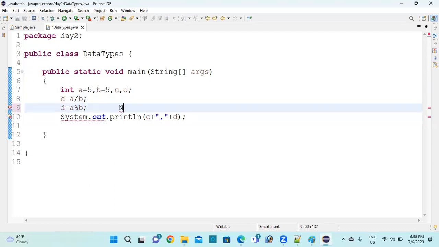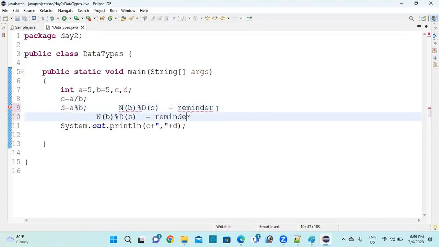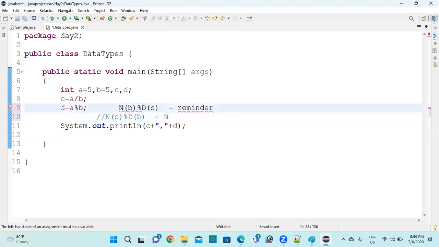When the numerator is divided with the denominator, when the numerator value is bigger and the denominator value is small, at that time the remainder is your answer. Or else, when the numerator is small and the denominator is big, at that time the numerator is your answer. Okay, now we will execute another code.